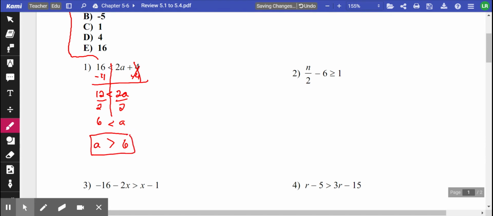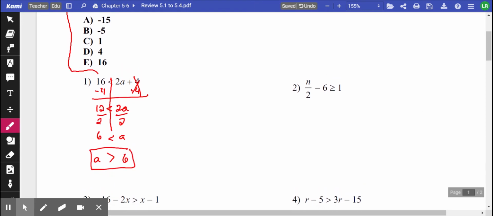Now when I look back here, a is greater than 6. Let's see which of these are greater than 6. And there's only one of these that would fit that criteria, and that would be letter E. Okay, letter E would be it.